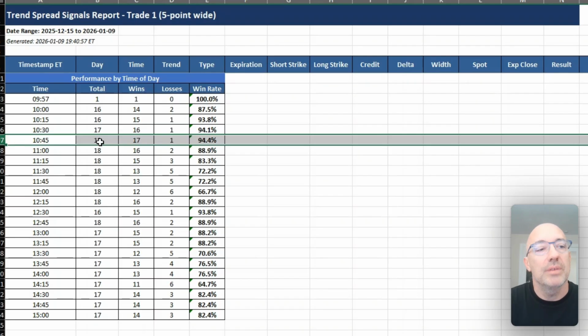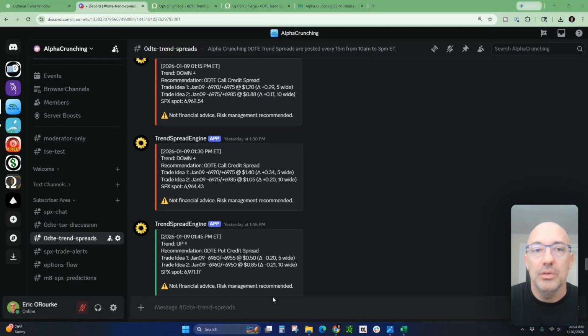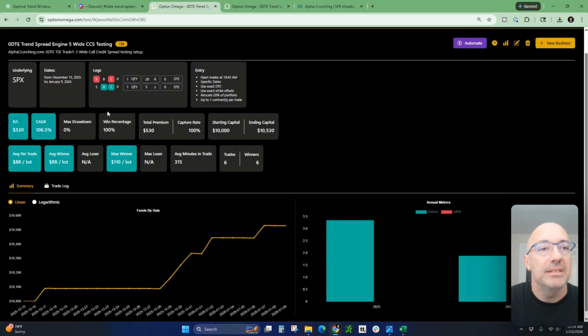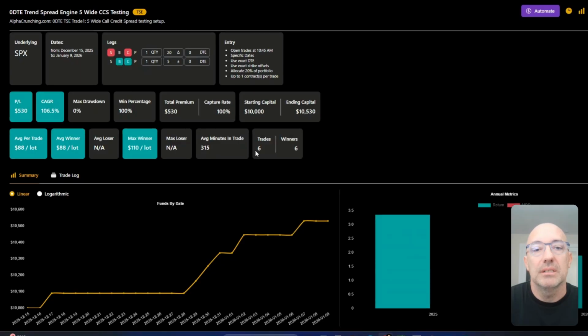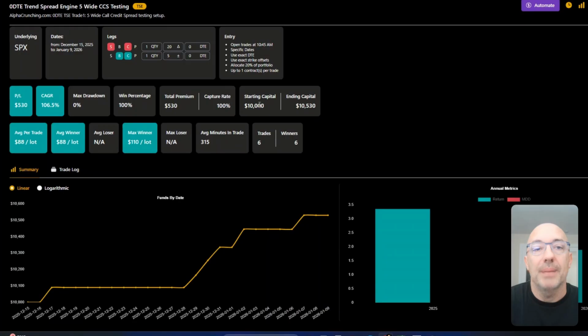So I took all the put spreads at the 10:45 time frame, and all the call spreads at the 10:45 time frame. I created two backtests, and we're going to look at those results now. Let's head on over to Option Omega, and this is the call spreads. During this period, six of those 18 trades were call credit spreads, and those all expired worthless. We had one loss, it was on the put side, but this just gives you a general idea of how that worked. Each one of these is a day at 10:45 a.m.